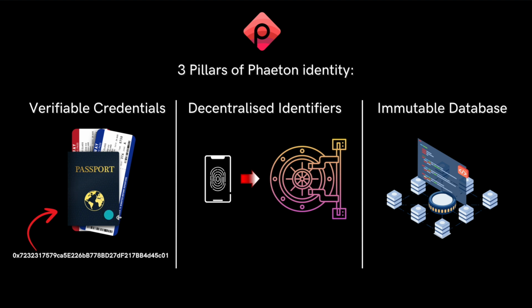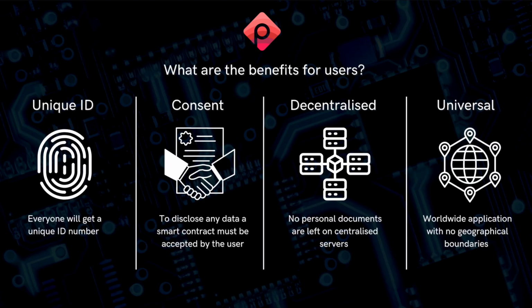Instead of just having a normal passport or driver's license and keeping information online, we aim to encrypt that information and tokenize it, giving it a unique address, very similar to how crypto wallets currently work. Once your ID has been tokenized, we then use decentralized identifiers to store it in the blockchain, and we use the blockchain to run this complete database, which is an immutable database that can never be changed or tampered with. Now, what are the benefits of Phaeton ID for the users?